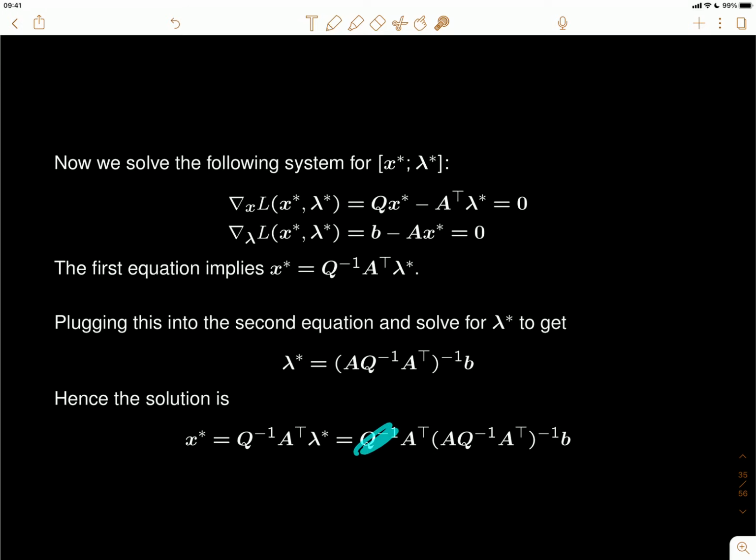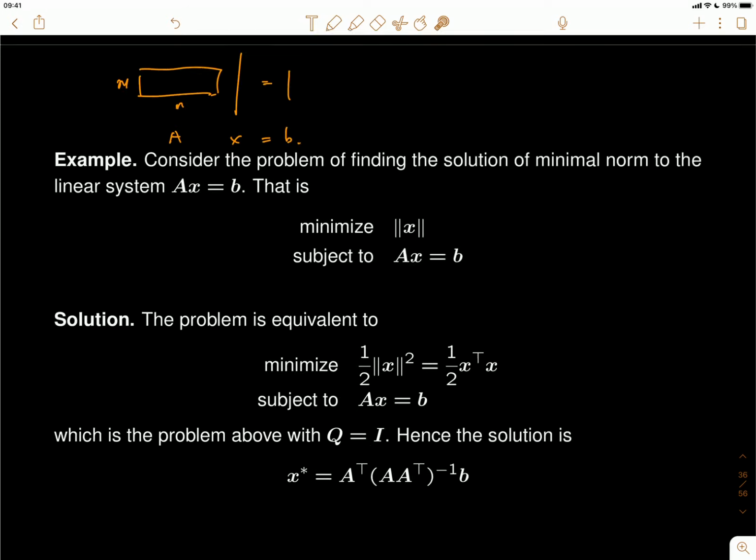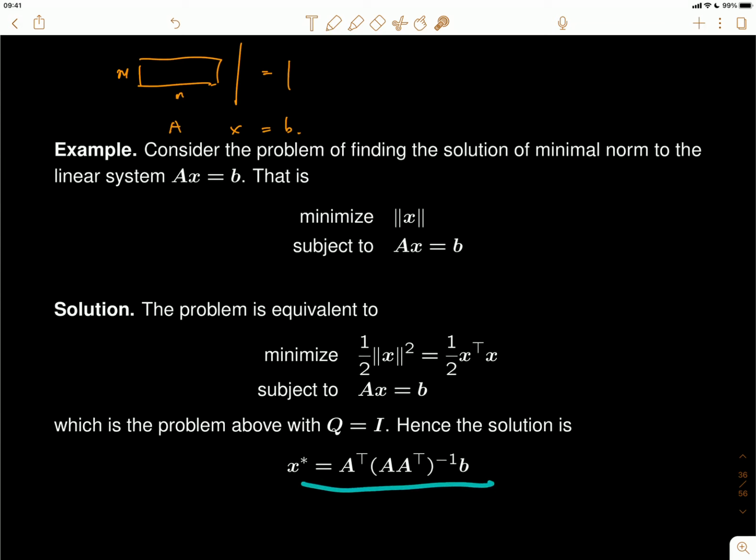So this is just gone. This is also gone. So the solution is just this. Okay, the solution is just this one. So that means if we're looking for the minimum norm solution for this linear system, then it has a closed form in this way. Okay, and this is the one, as we said, it must be invertible.